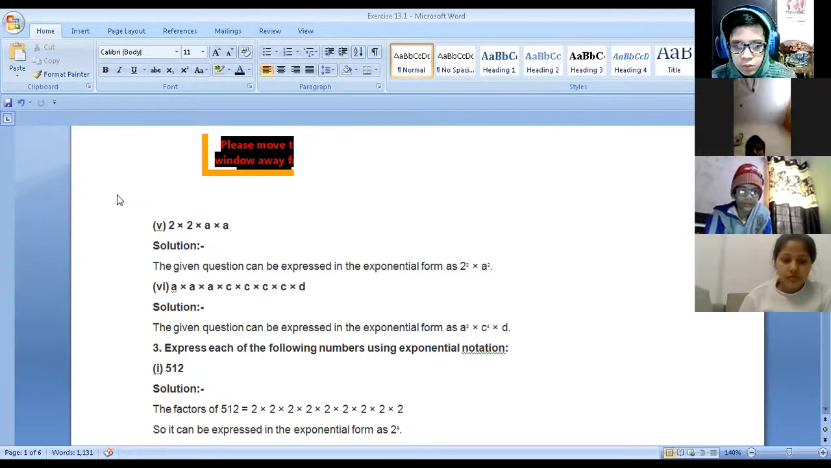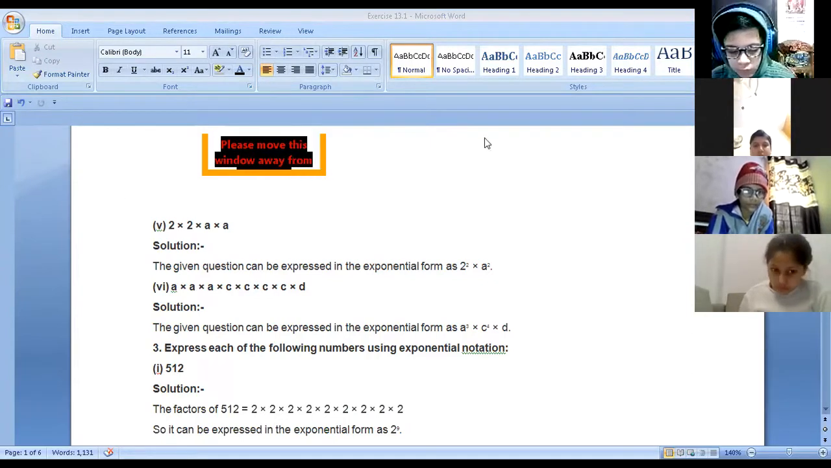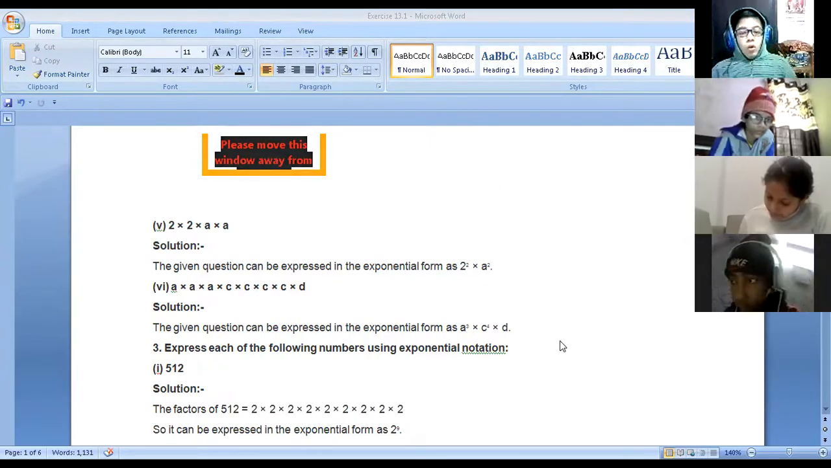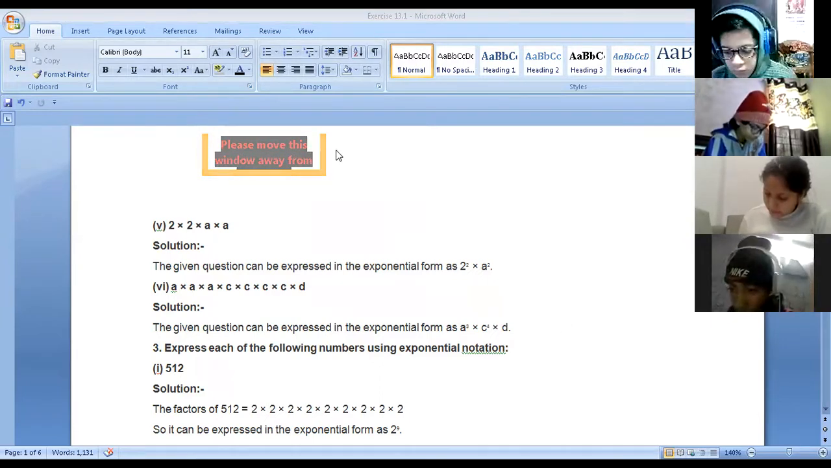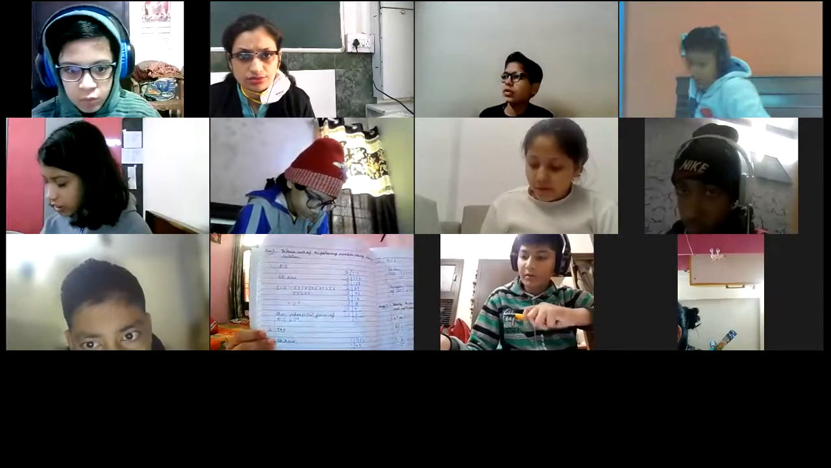So 512. Find out in exponential notation. See here, I'm doing it on the board.